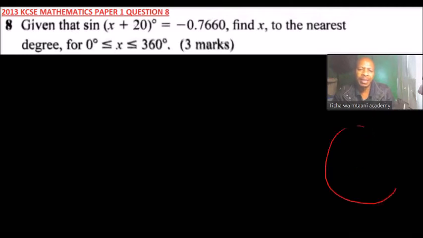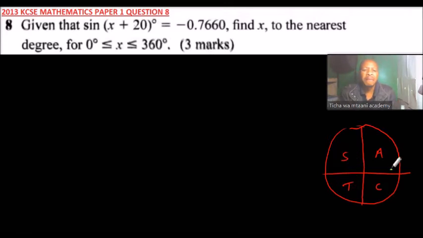if we use a unit circle, let's take a sample here. We divide into 4 parts. Then we have all trigs, we have ASTC, that's what we call it. We find that in the first quadrant, all trig ratios are positive. Second quadrant, only sine is positive. Third quadrant, only tangent is positive. And fourth quadrant, only cosine is positive. So it means this angle here lies in this quadrant and in this quadrant because it is negative.